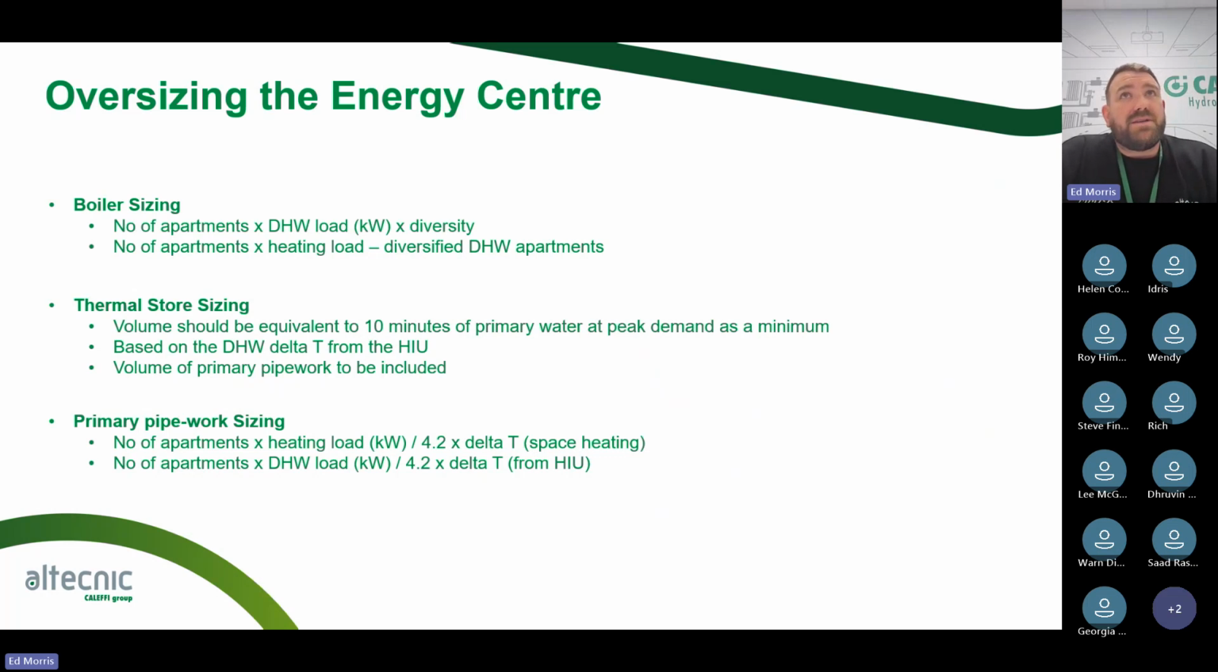Primary pipework size as well. This is really important. This is how we get the water around efficiently. We've got to get the right amount of temperature to the right place at the right time. Again, the number of apartments times the heating load in kilowatts, divided by 4.2, then times the delta T of the space heating.